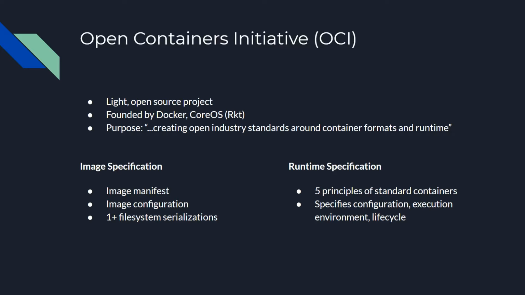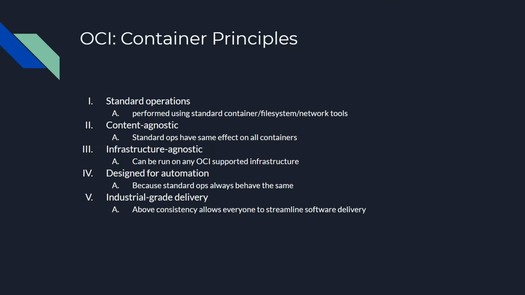So the OCI is primarily two pieces, the image specification and the runtime specification. We're going to start by talking about the 5 principles of containers that the OCI lays out in their runtime specification. You've probably heard a similar analogy to this before, but the OCI likes to talk about application containers similar to shipping containers. With shipping containers, there's a standard set of operations you can perform with them, like stacking them, moving them, loading and unloading them. And it doesn't really matter what's inside. You can always perform these actions. And application containers are going to be very similar.